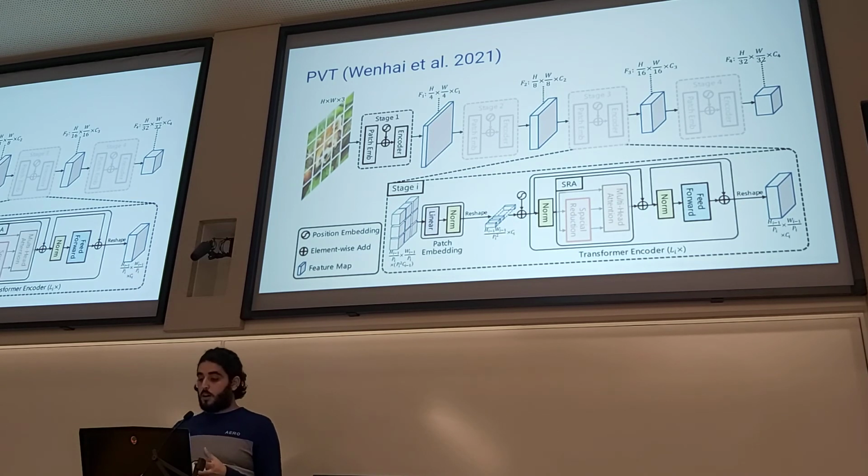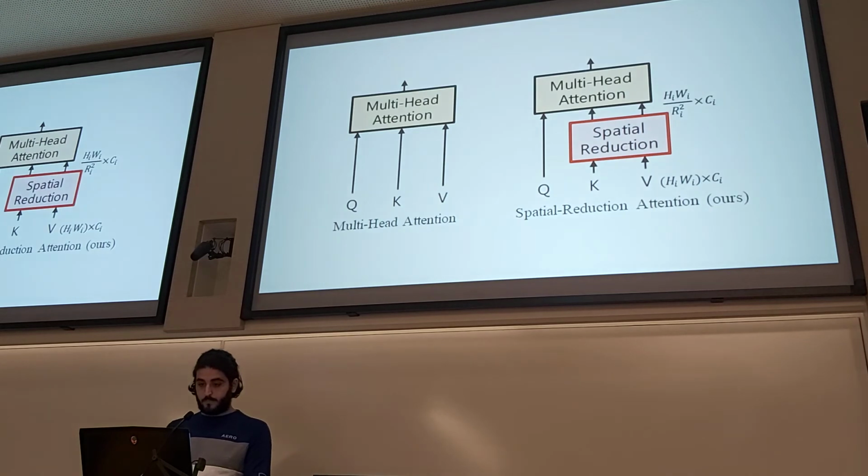We do the same thing over blocks, and then we get the feature pyramid F1, F2, F3, F4, which progressively shrinks from 4 strides to 32 strides. So let's discuss this spatial reduction. Similar to multi-head attention, MHA, SRA, or the spatial reduction attention, also receives a query, a key K and a value V as input, and outputs a refined feature. The difference is that SRA will reduce the spatial scale of K and V before the attention operation, as shown, which largely reduces the computation and memory overhead.